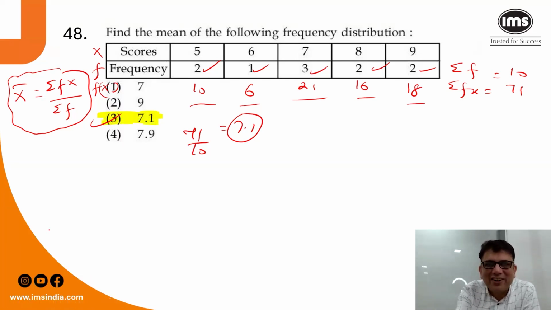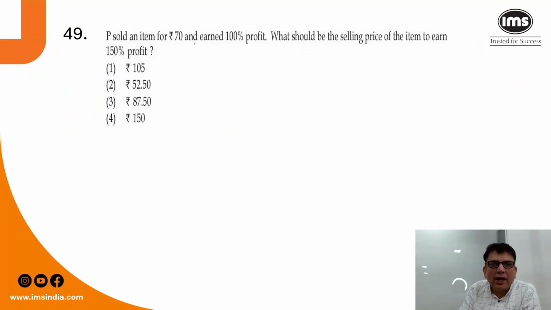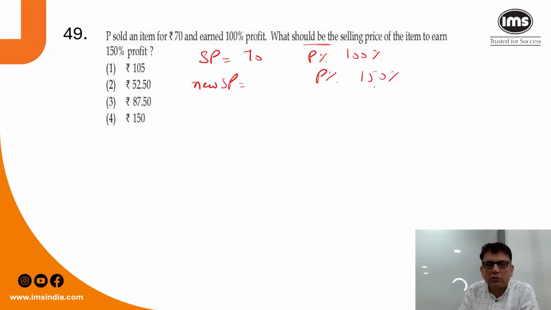चलिए, क्वेश्चन नंबर 49. P sold an item for 70 rupees, so selling price is 70 rupees. Profit percentage is 100% on this. What should be the selling price? New selling price find करना है, so that profit percentage 150% हो जाए.